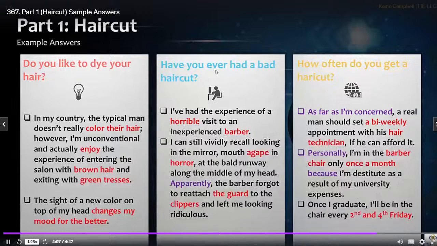Again, really good language, as far as I'm concerned, great fluency language. Bi-weekly appointment, related subject-specific. Hair technician, subject-specific. Barber chair, subject-specific. Once a month, related to often. Second and fourth Friday, related to often. Really good vocabulary word here, destitute, which means poor, right?